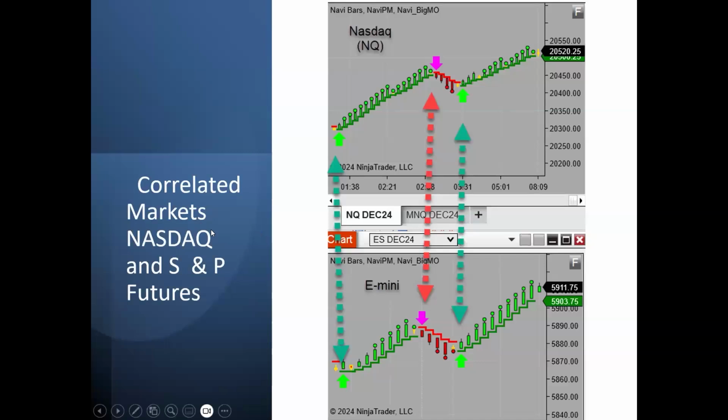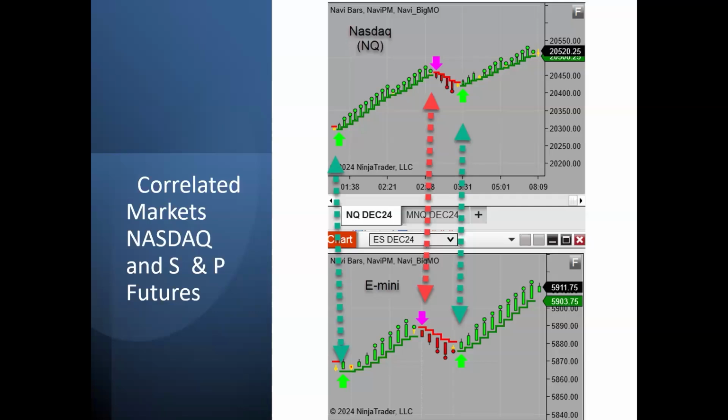One of the most powerful things you can do with your trading is look for correlated markets. The top chart is the NASDAQ, the bottom chart is the E-mini, and you can see we've got automated signals for a long position, followed by a short position, followed by another long position. Those signals came in within a matter of a few minutes of each other on both the NASDAQ and the E-mini. That's one of the most important things in your trading. NASDAQ and E-mini are very correlated. There are other correlated markets as well.